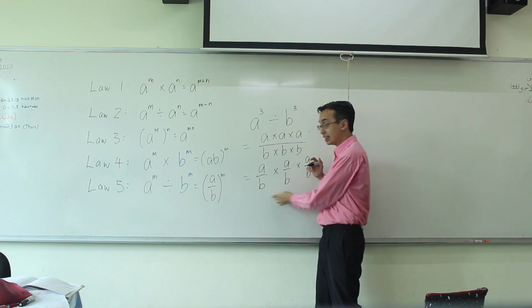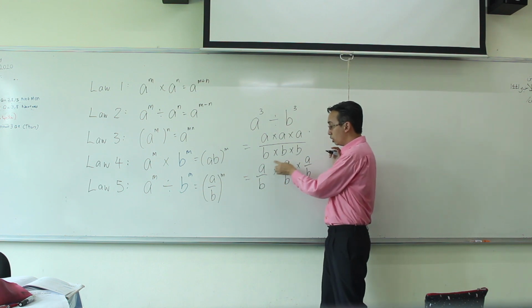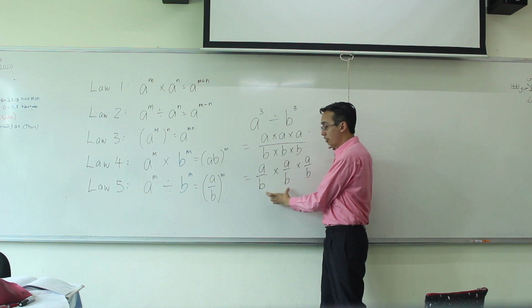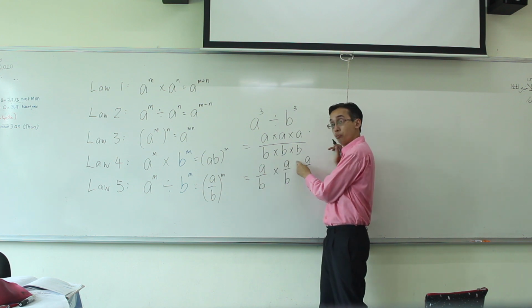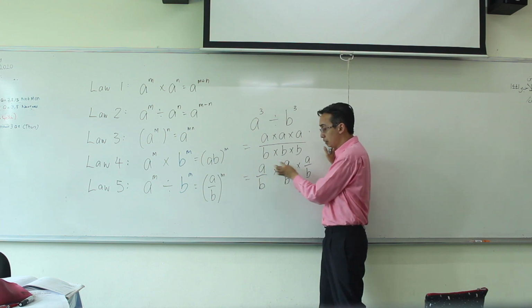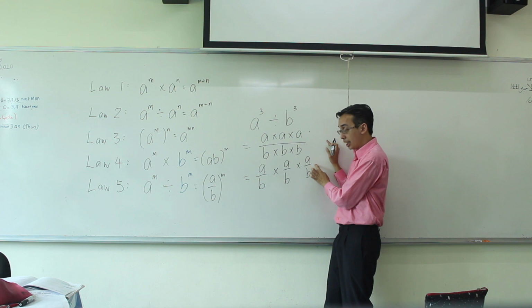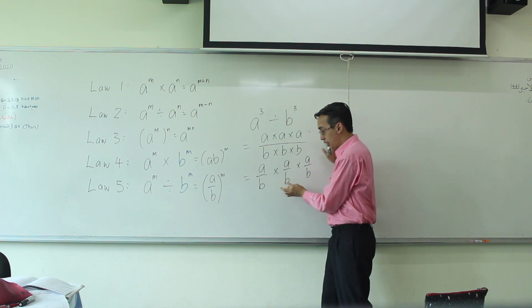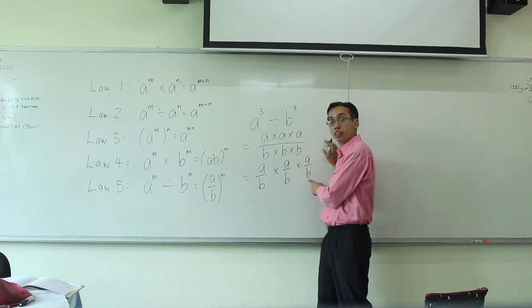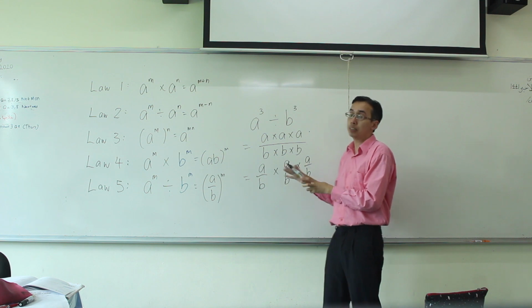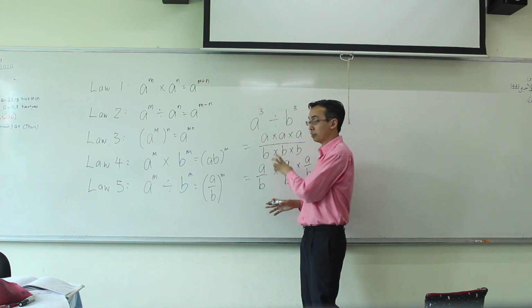So we can separate them up this way, because when we multiply, we multiply all the numerators together. Remember in primary school, when you multiply fractions, numerator multiplied by numerator, denominator multiplied by denominator. So it's A times A times A, and B times B times B in the denominator. So we didn't disobey any of the laws when it comes to multiplication.